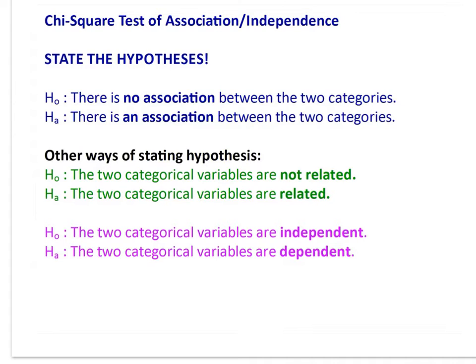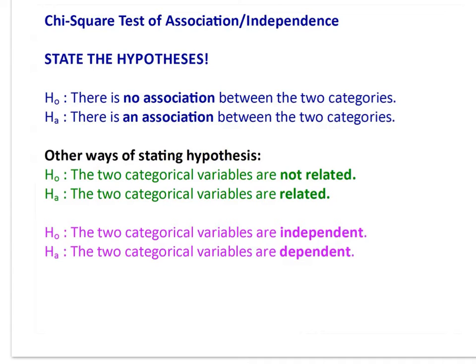The first one is in blue. The null hypothesis is there is no association between the two variables or two categories, meaning there's no kind of relationship between one and the other. The alternative is that there is an association between the two categories, meaning they are related, there is a connection, there is a reason that the second happens given the first.